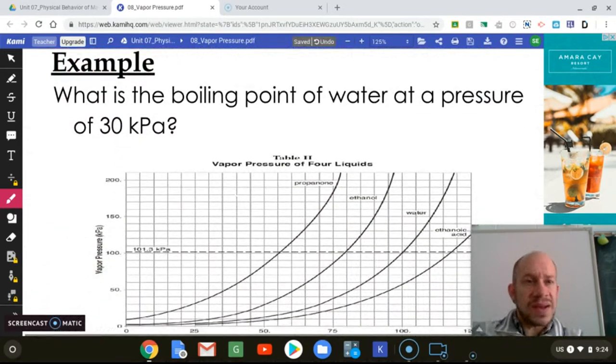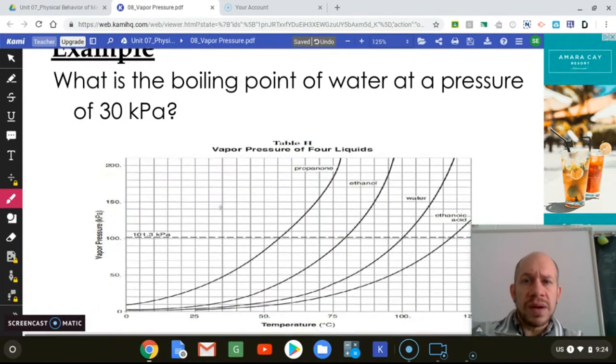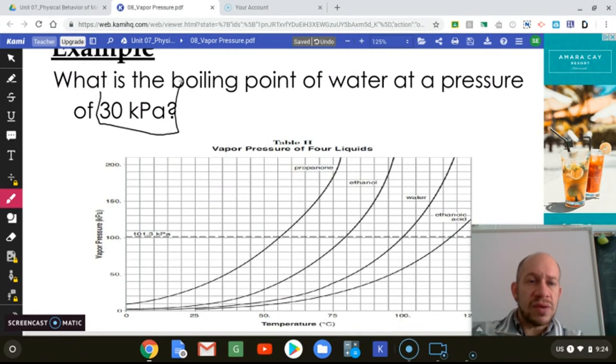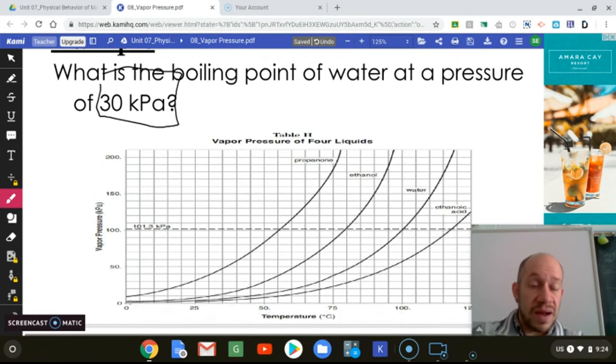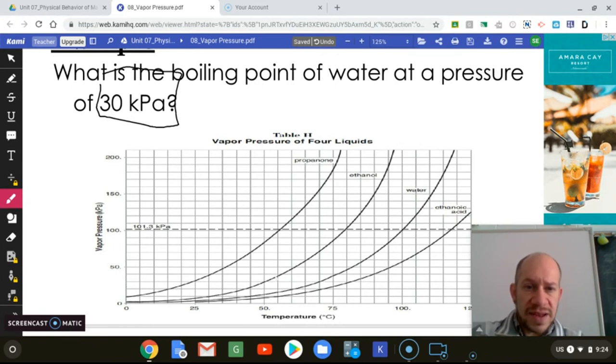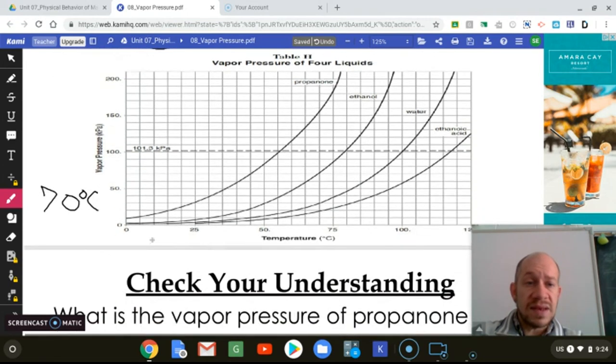Another example: what is the boiling point of water at a pressure of 30 kilopascals? If they give me the pressure, I'm going to start on the pressure side. So 10, 20, 30. Read all the way across the line at 30 until I intersect the water line, which is here. So at 30 kilopascals, I'm at 70 degrees Celsius. That's the boiling point when I have a different pressure: 70 degrees Celsius.